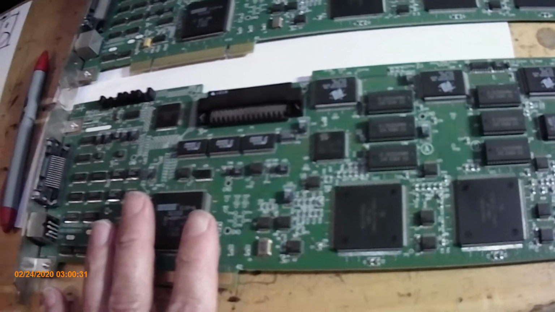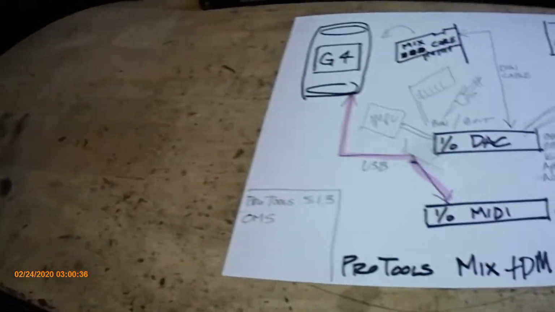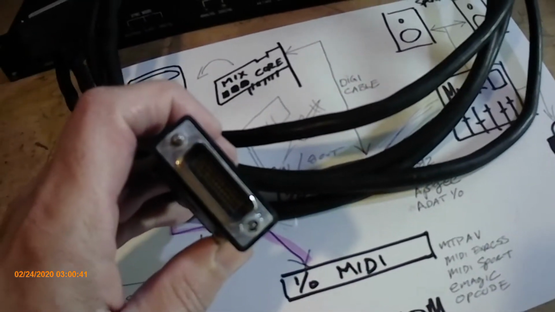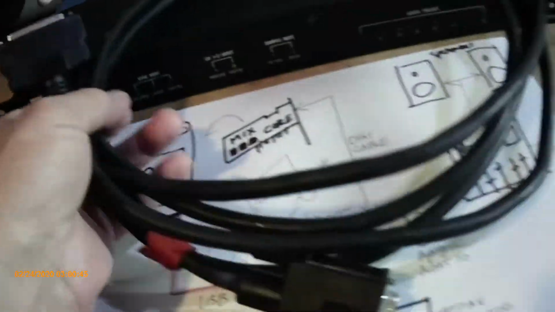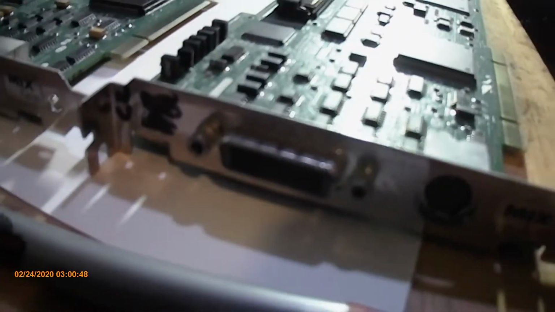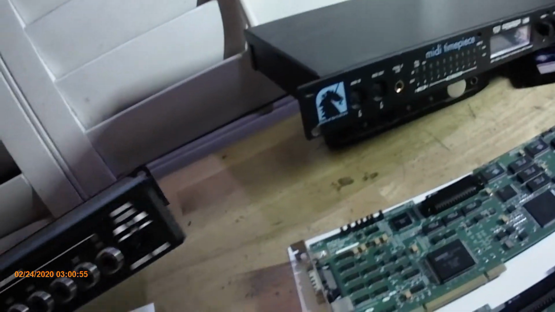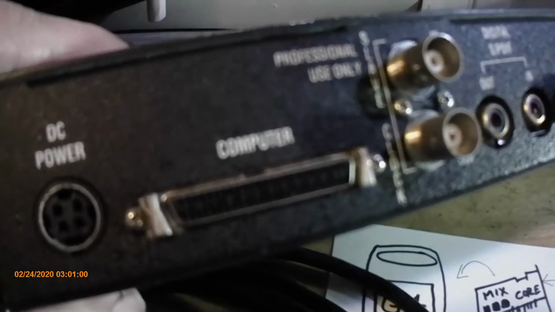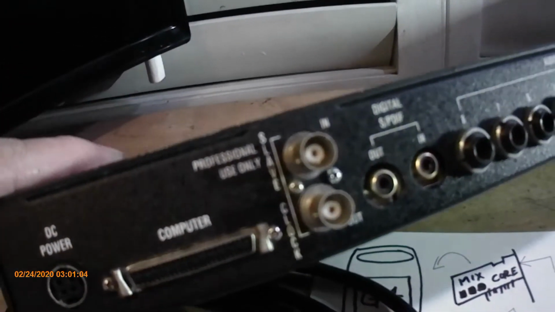So you start with a MixCore card, you install it in your G4, you take your DigiLink cable, which looks exactly like this, with the DB60 connector on one side of it and a SCSI style connector on the other side of it, and you connect from that connector on your MixCore and Farm card to the back of your interface here. All the interfaces are going to have this SCSI style connector on the back of it, which just clicks right in.